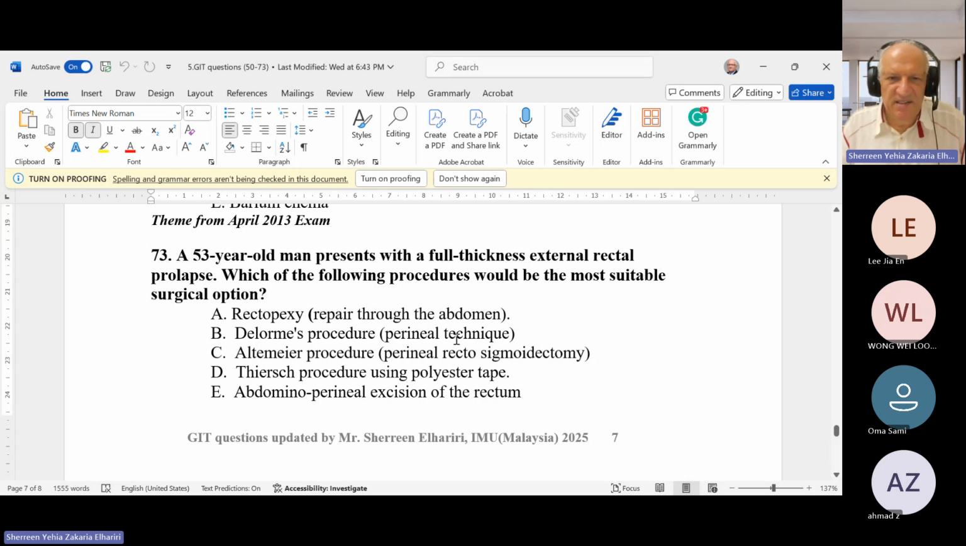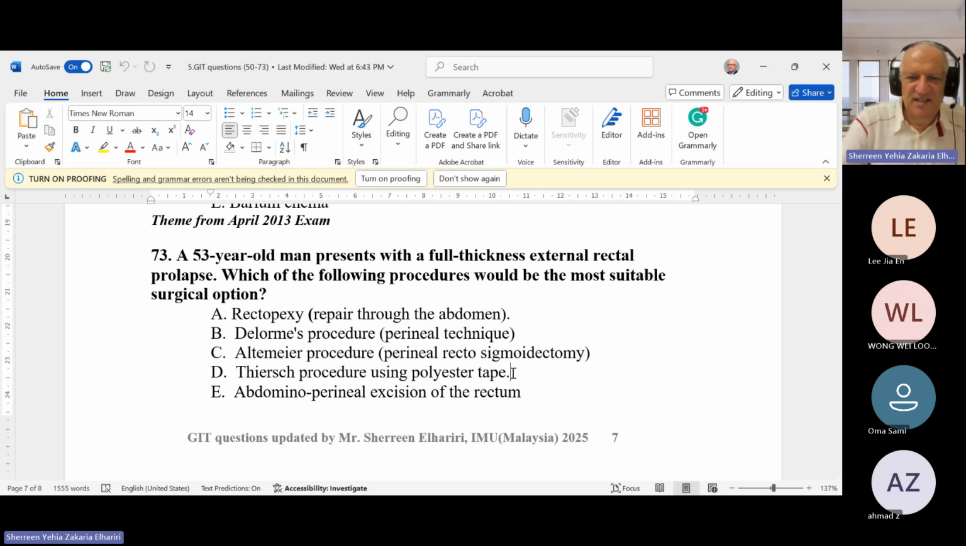Delorme is a perineal technique. It is done in old patients, something that mimics hemorrhoidectomy, just removing the excess mucosa, but done in very, very old patients, so it is not a common procedure. The third procedure is perineal rectosigmoidectomy, where you have an incision from the perineum, and it is not suitable. The fourth procedure, using the Berolin tab, is still not evidence-based medicine and is still under trial.